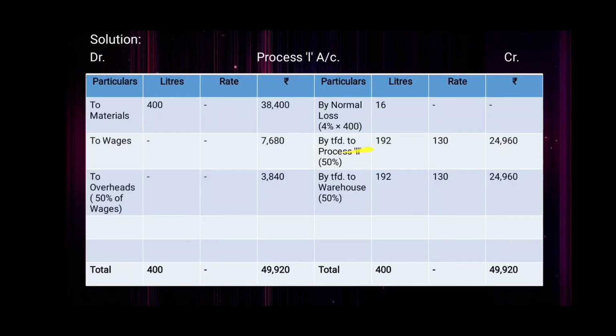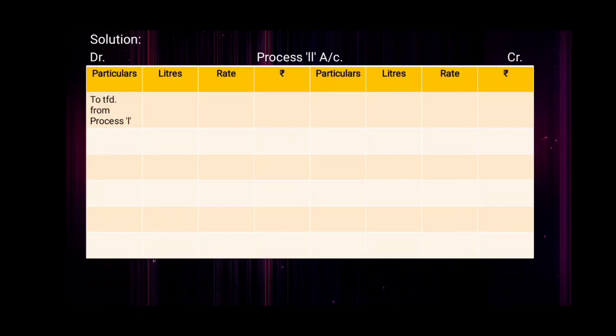By transfer to process 2, that is 50%. So 192 liters at the rate of 130 and total amount 24,960 will be transferred to process 2 account. So to transfer from process 1, 192 liters at the rate of 130, amount will be 24,960.